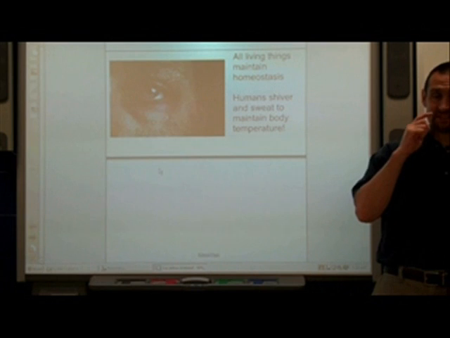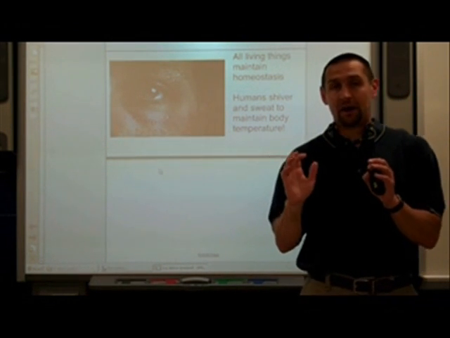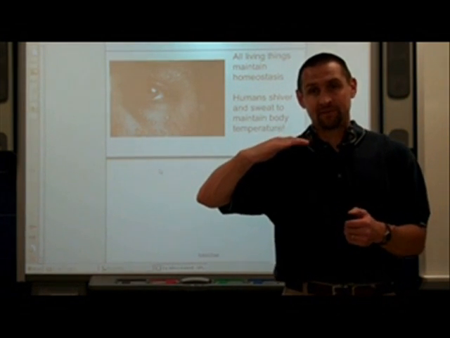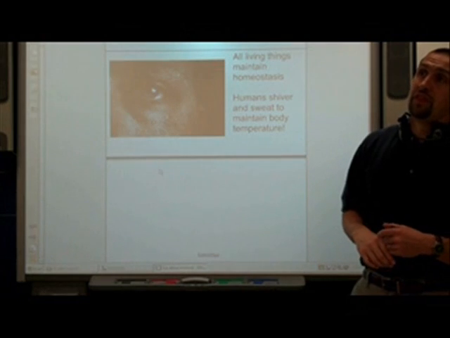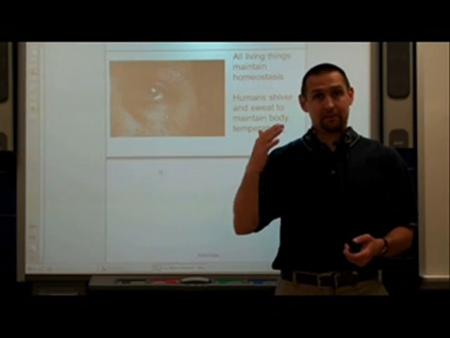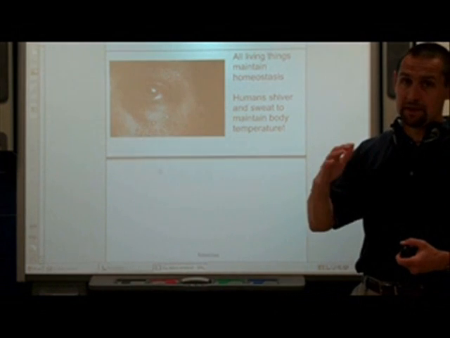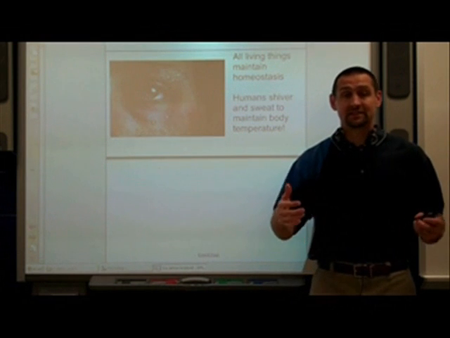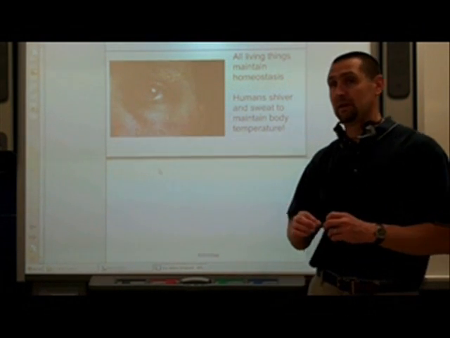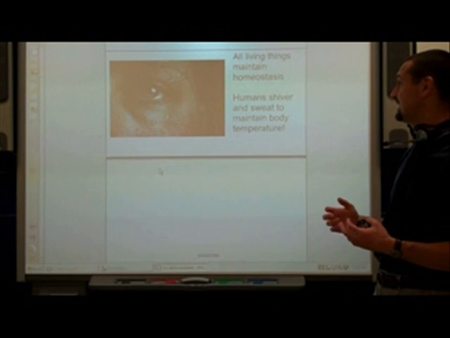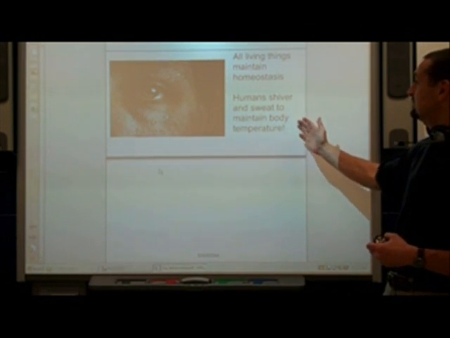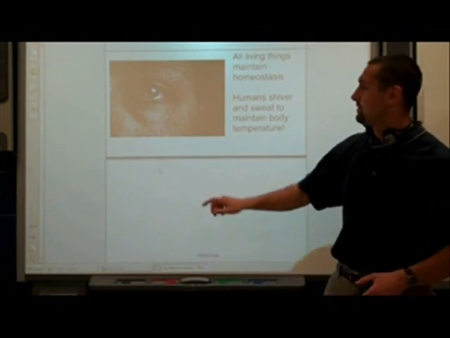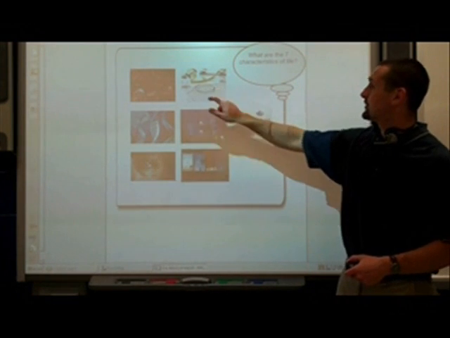Another thing that living things do is maintain homeostasis. That just means they keep their internal body conditions the same. So pH levels, keep those about the same, how acidic or basic something is. Our breathing rate, keep that about the same. Our heart rate, keep that about the same. Our body temperature, keep that about the same. So when we're working out, we sweat to help lower that body temperature in order to keep it about the same, 98.6 or 37 degrees Celsius. So humans can shiver and sweat to help maintain homeostasis of their body temperature, keep that body temperature about the same.